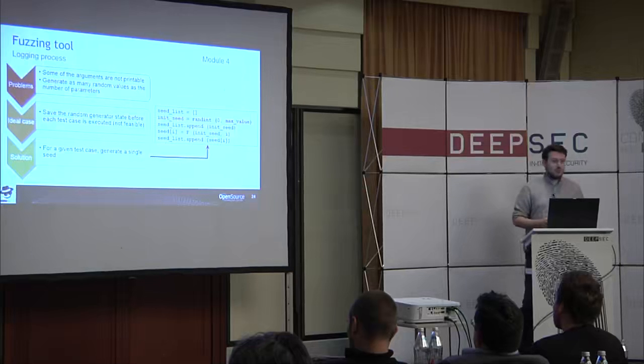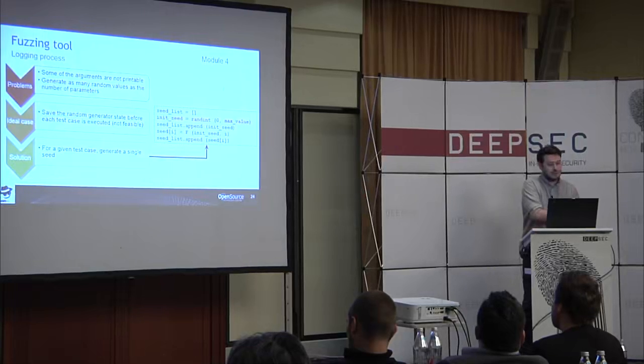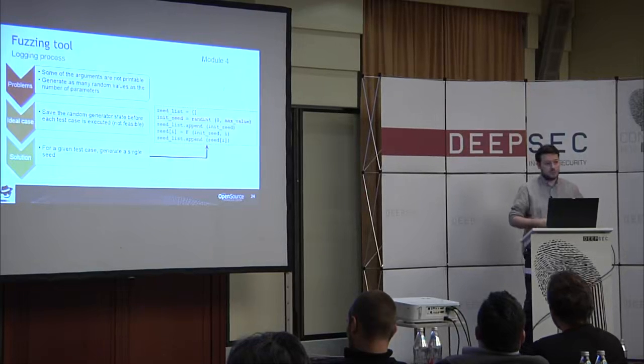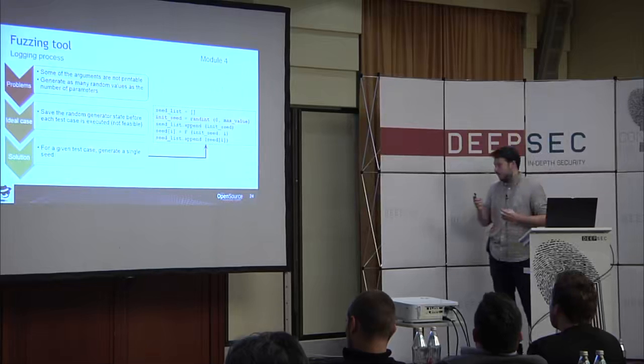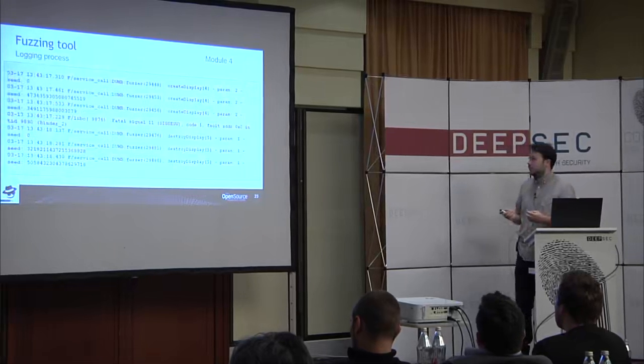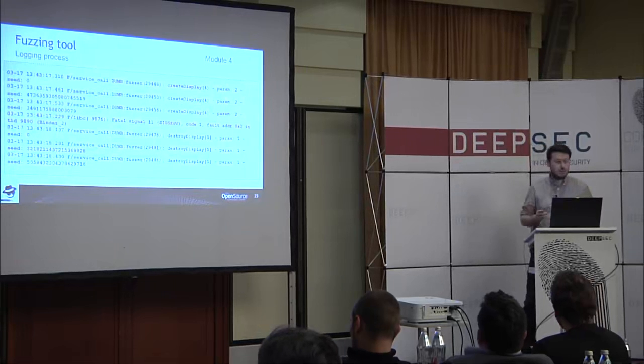Now, there were a couple of issues with the logging process. The first one is the fact that when we are giving fuzz parameters, some of the values that we are sending are not printable. So that means that we couldn't just display them here and then try to recreate the exact string that was sent in the command line.